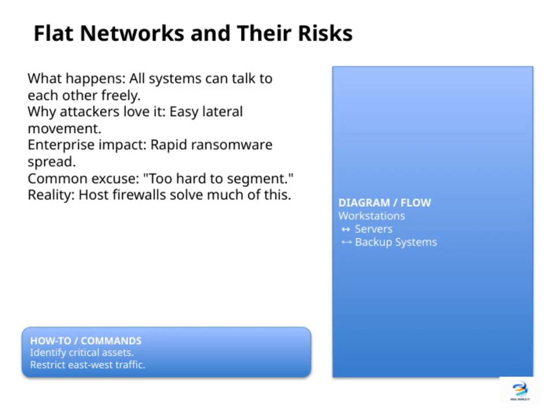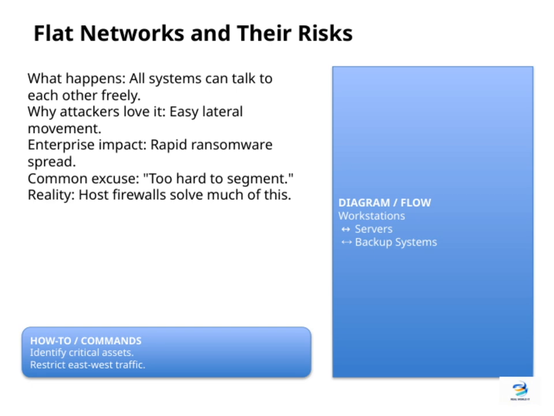Let's take a closer look at the diagram here. It shows how workstations, servers, and backup systems are all connected in a flat network. Notice the arrows pointing both ways. This indicates that all these systems can communicate freely with each other. Now, the key point here is about controlling that communication. The how-to or recommended commands emphasize the importance of identifying which assets are critical, and then restricting east-west traffic, that is, limiting the lateral movement between systems.